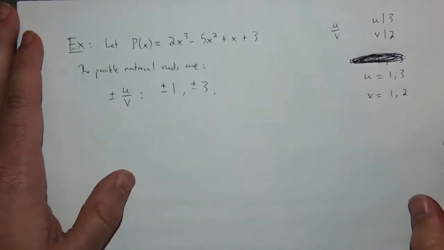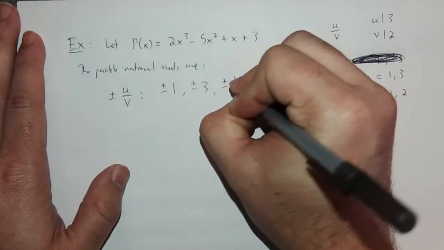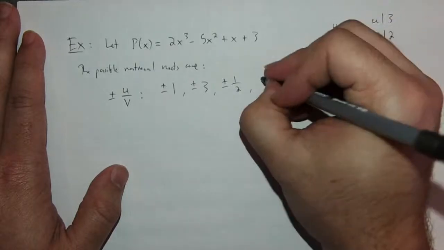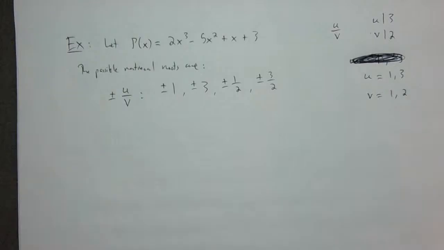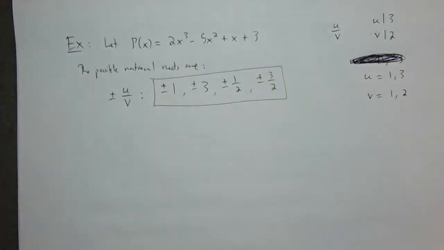I get plus minus 1/2, so 1 over 2 and minus 1 over 2. And lastly, plus minus 3/2, so 3 over 2 and minus 3 over 2. So there are 8 possible rational roots. You can check a few of them. You'll see that I don't think any of them work except one.